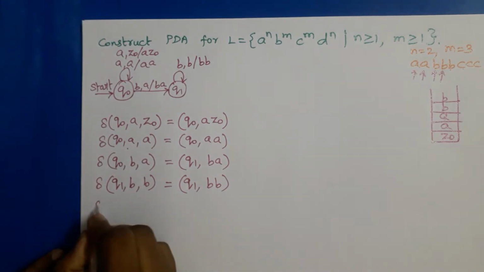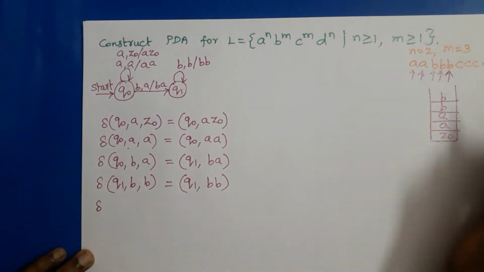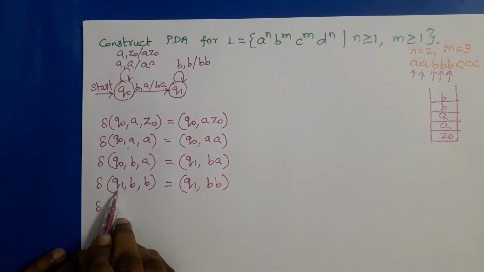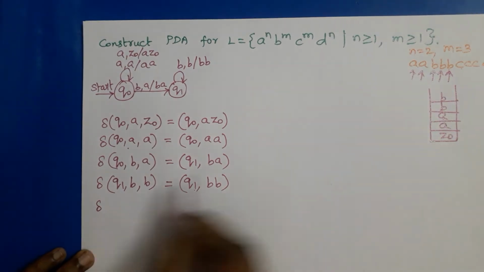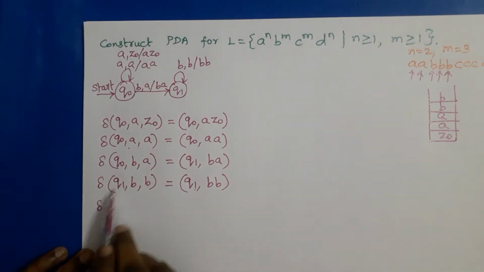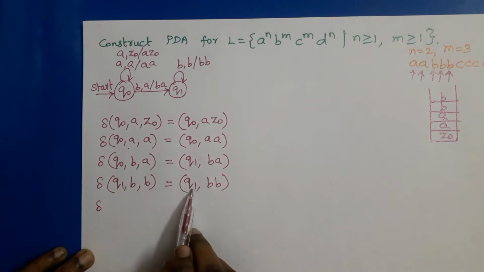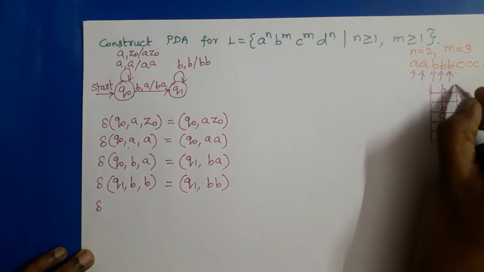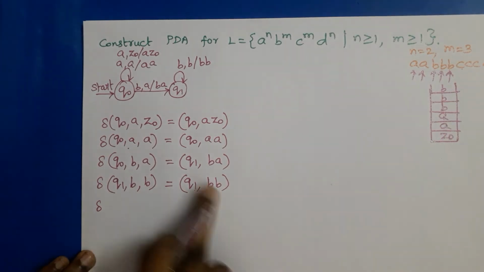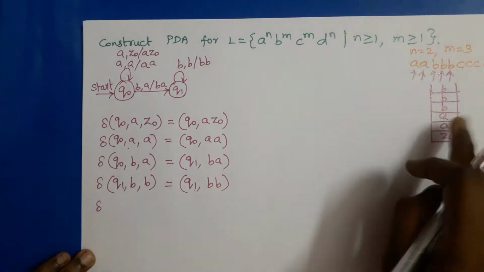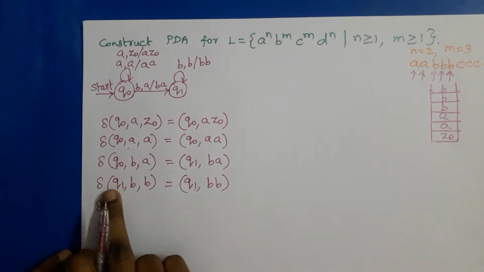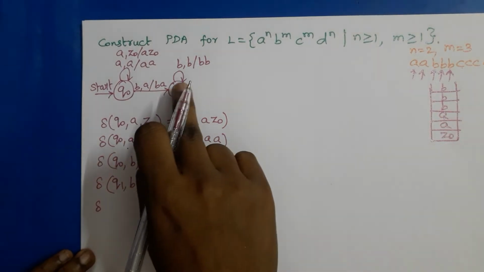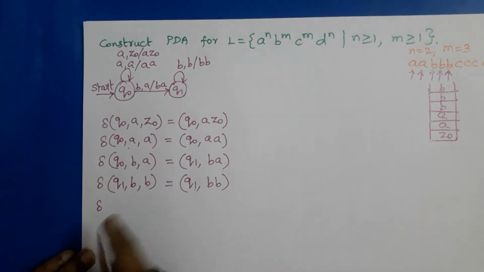Then the next input is B, right? We are in state Q1, next input is B, top of the stack is also B. So state remains in same state Q1 and B is pushed onto the stack. So this is repeatedly executed, repeatedly done for pushing all B's onto the stack. Okay, that we have already listed here and indicated in the diagram also.